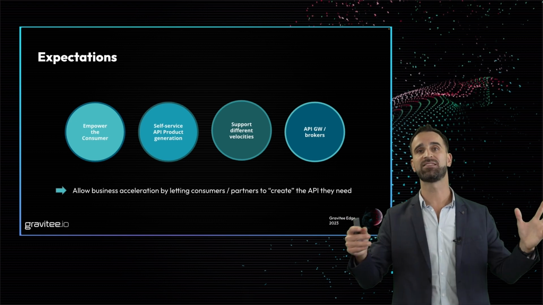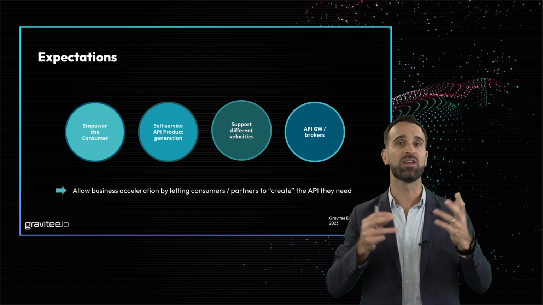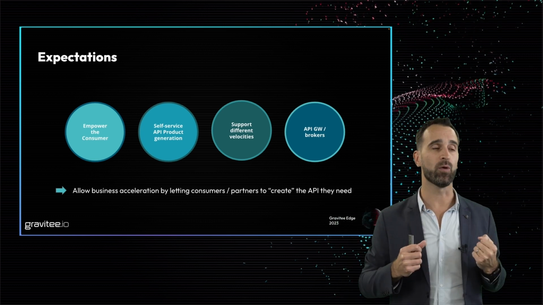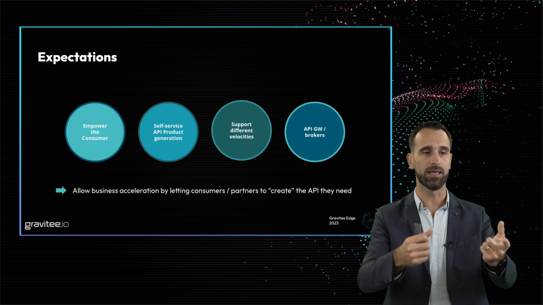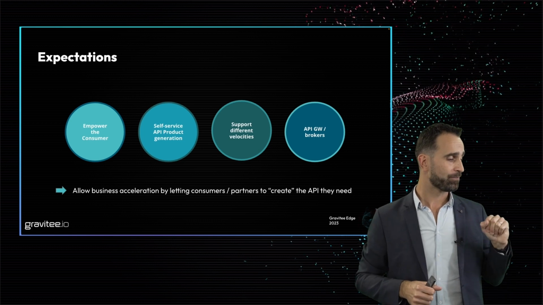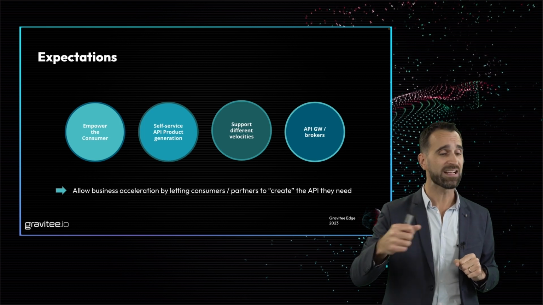I want to access a flight booking API. I want to access a hotel booking API. I want the relevant endpoint so I can create very quickly a hotel booking. Okay, that's all I need. And then it comes to the next point.